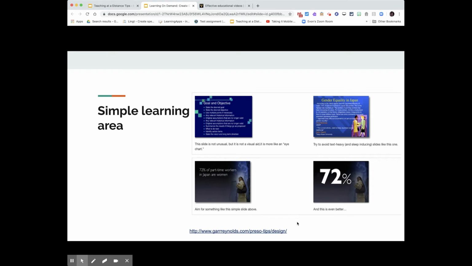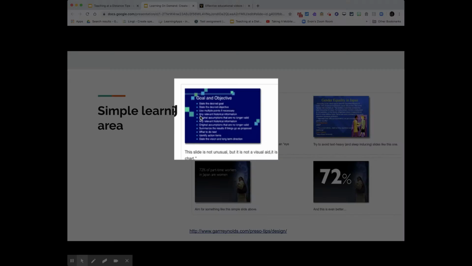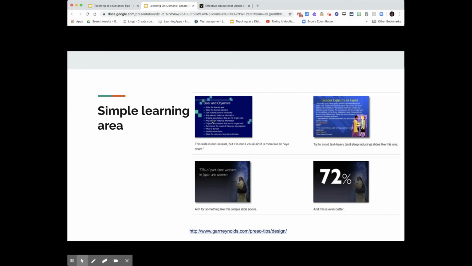Simple learning area. This is huge for cognitive load. This is not meant for you to be able to read. It's just for you to kind of eyeball. Question: do you think that a learner can memorize all 10 of these bullets after seeing it on the screen? Do you feel that that's an effective way of presenting?